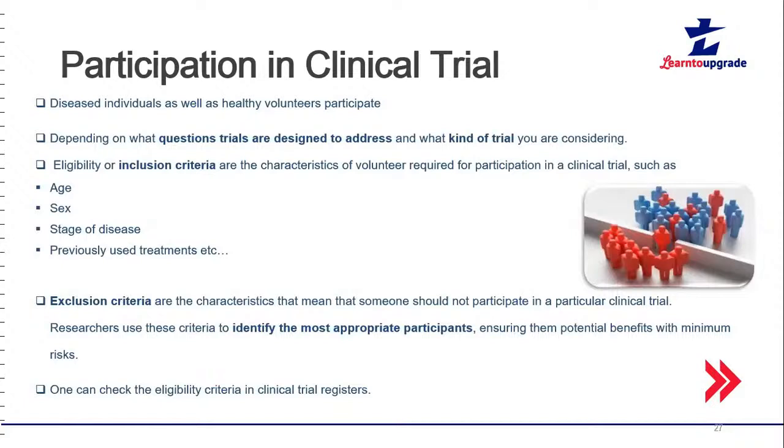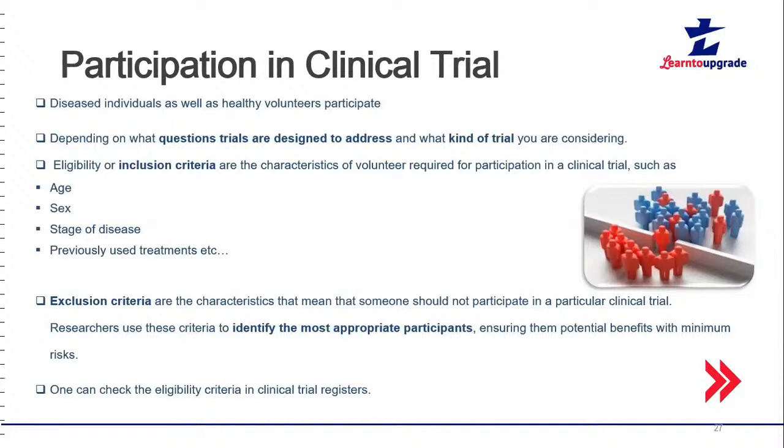These are the characteristics of volunteers required for participation in a clinical trial. Like age, sex, stage of disease, previously used treatments. These are some of the factors which we keep in mind, where we are putting some barriers. Some age barrier we are putting, sex barrier we can put, male, female, like that. Stage of disease we can put. These are the barriers we can keep in the inclusion criteria, and also similar barriers in the exclusion criteria.